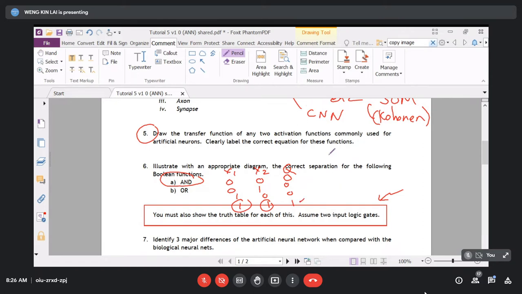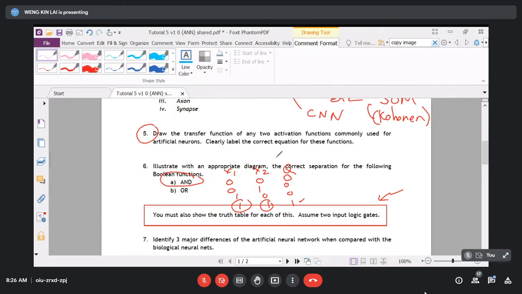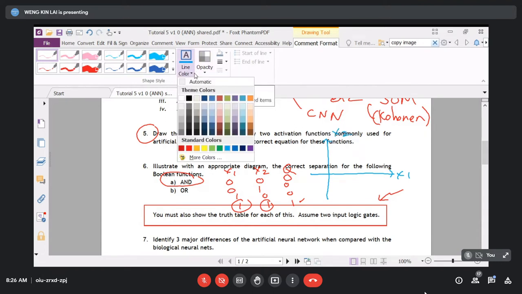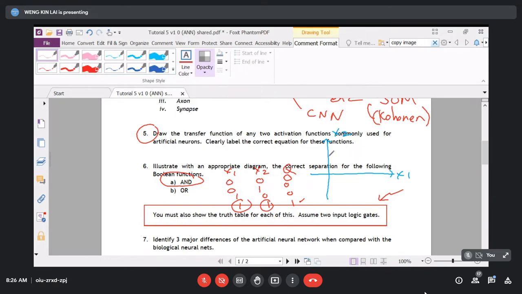Now, once you've done that, what happens? Here I need to draw my diagram. So I have basically like this. This is my X1 and my X2. If it's 0, 0, the output will be 0. So let us represent the output 0 by a brown circle here. For 0, 1, X1 is 0 and X2 is 1, so also another 0. The third one is 1, 0, which we place here.